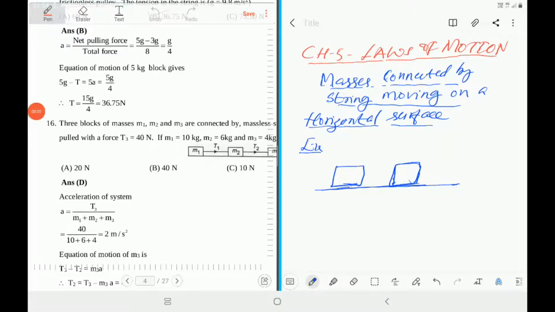Now we'll see one more type of problem, students, that is masses interconnected by strings. Let's see the simplest of the examples. Two masses, M1, M2, they'll give the mass value in kilogram. There is a force acting on the mass M1 to the right, that is F. And the two masses are connected by a string which is inextensible.